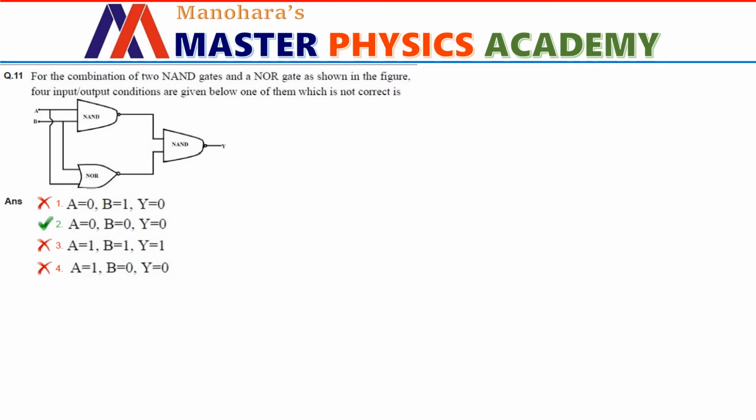The question is, for the combination of two NAND gates and a NOR gate as shown in the figure, 4 input-output conditions are given below. One of them which is not correct is. First of all, I am really disappointed with the diagram given. They could have used a good drawing tool to draw the diagram. NAND gate does not look like a NAND gate here. Whatever, we cannot claim grace marks for the same. So let's look at the options and see which option is wrong.